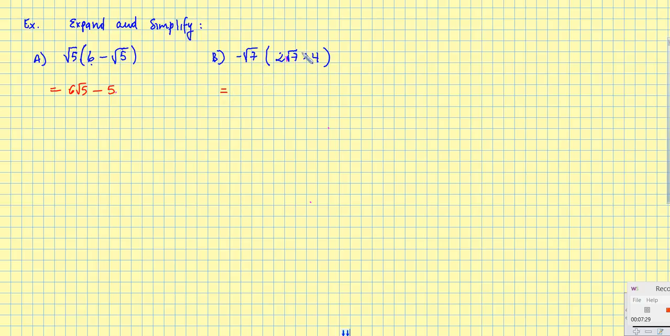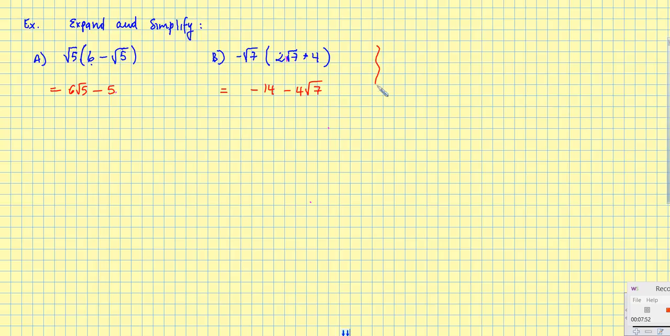Negative root 7 times 2 root 7. Well, root 7 times root 7 would give me 7, and that would get multiplied by -2. So that would go to -14 is the first one. And then negative root 7 times 4 gives us -4 root 7.